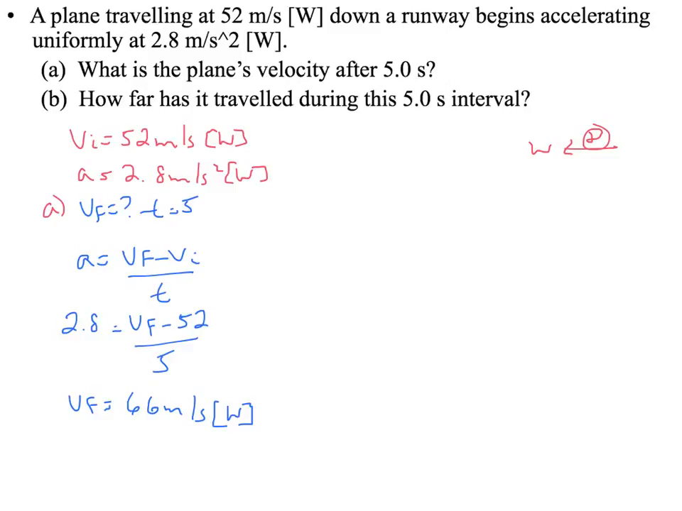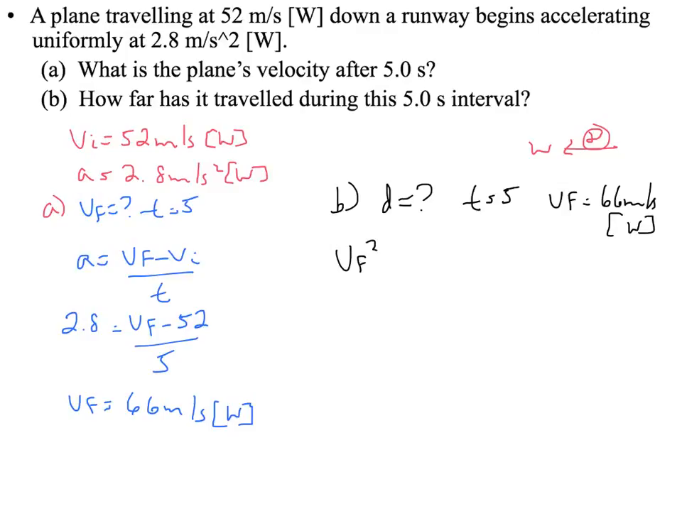B says, how far has it traveled, so D is the question, during this 5-second interval? T equals 5. Now we also have VF. We just figured VF out, right? VF is 66 meters per second west. So let's use the equation that makes life easier for us.